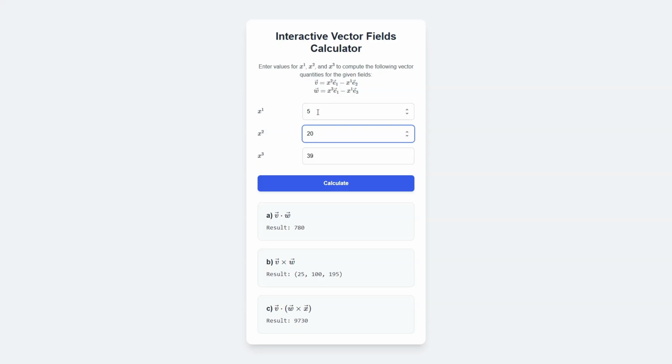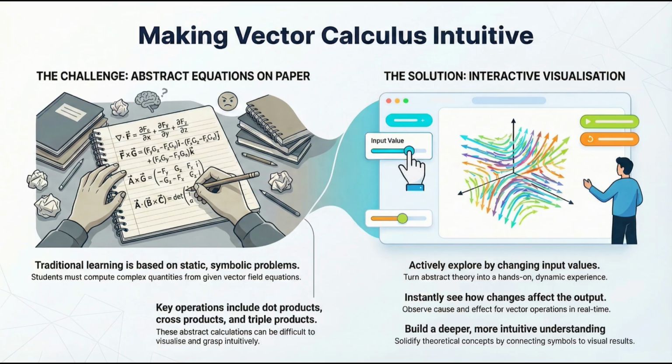First, you've got to nail down 3 core computations. These are basically the fundamental building blocks for understanding how vectors combine and interact in 3D. There's the dot product that tells you how much the vectors align and gives you a single number. Then you have the cross product, which creates a whole new vector perpendicular to the first 2.